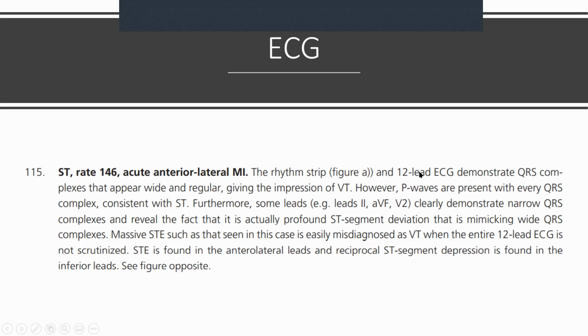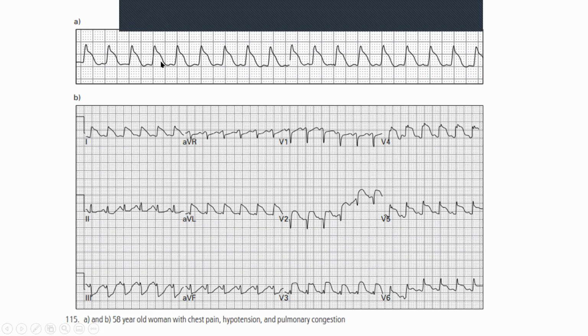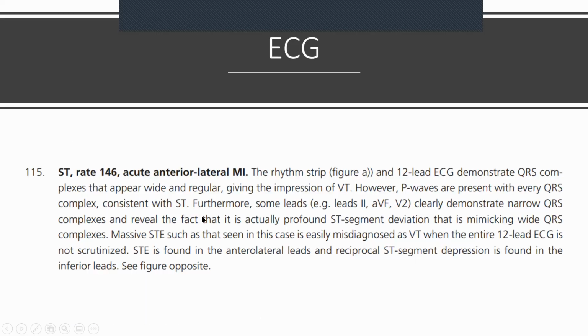The rhythm strip and 12-lead ECG demonstrate QRS complexes that are wide and regular, giving the impression of a VT, which is where we started. However, the P waves are present with every QRS complex, which is more consistent with the sinus tachycardia. In ventricular tachycardia, you would have a similar picture, but without P waves. And to be honest, they normally find that they're much closer together. Generally, the tachycardia is much faster than the 140s and 150s. That would be a slow VTAC, actually, if you did have it.